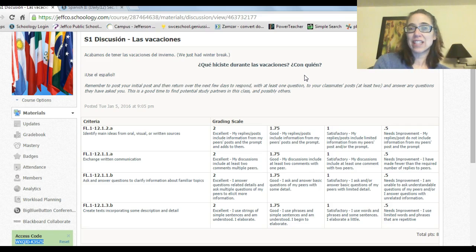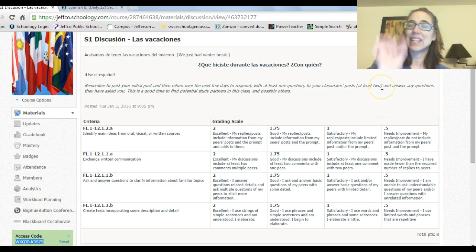If, however, it is una discusión de voz, and you have an audio file, you're going to have to record an audio file back as at least your original post. And it will tell you explicitly that that's what you need to do. So in the instructions, it's going to tell you that first you're going to be posting your response to the question, and then you need to return. You need to ask questions of your classmates and respond to them, and there's always at least two.